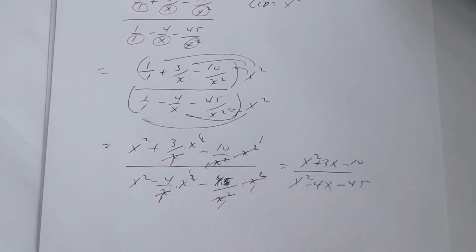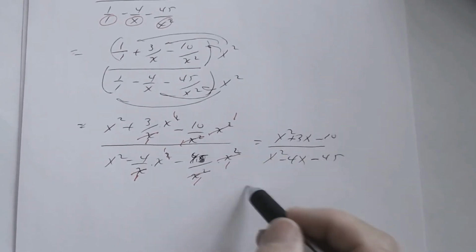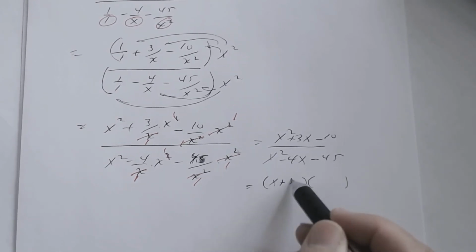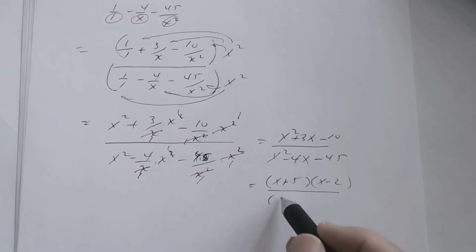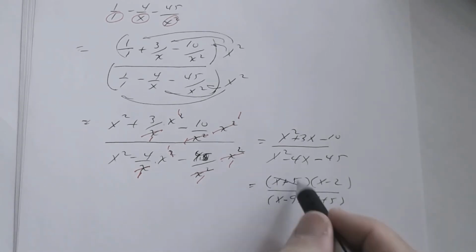And then at this point, remember, that's where you have this rational expression. You've got to simplify, so you've got to factor. When I factor the numerator, I'm going to get x plus 5, x minus 2. And then the denominator is going to be x minus 9, x plus 5. And then you reduce, so the x plus 5's divide out.